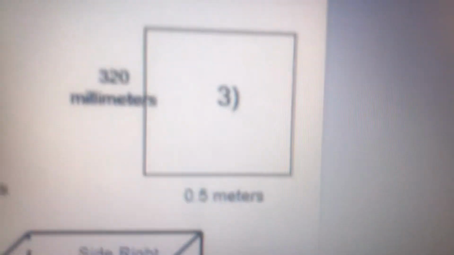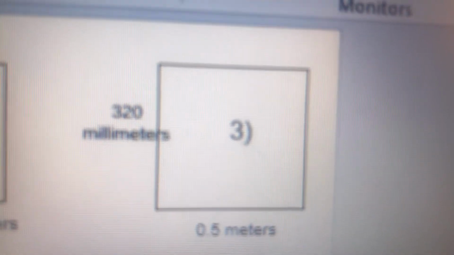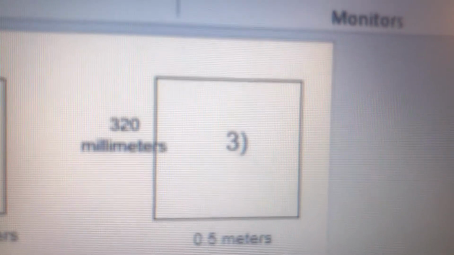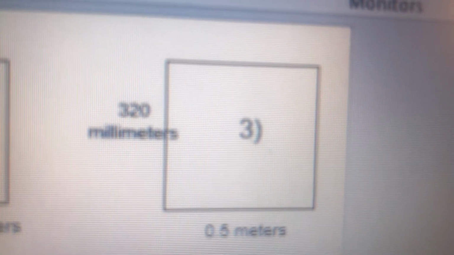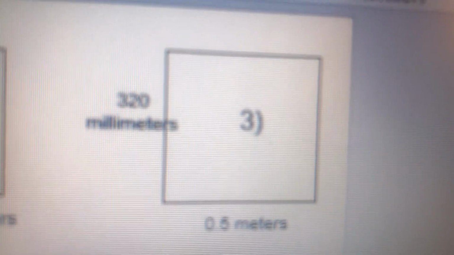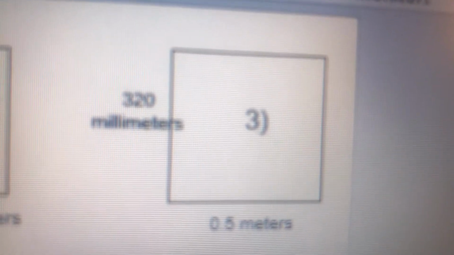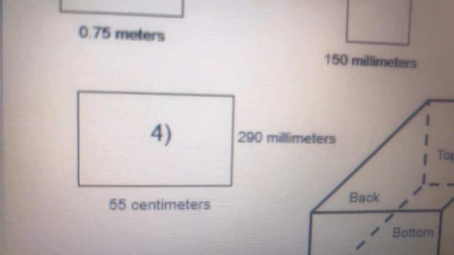Centimeters squared. Here's another one, 320 millimeters and half a meter. Well, 320 millimeters, we divide that by 10, because there are 10 millimeters for every 1 centimeter. So 320 divided by 10 is 32. And then half a meter in centimeters is 50. So 32 times 50 would give us the right answer. And then I'm going to let you go ahead and calculate the rest of these.